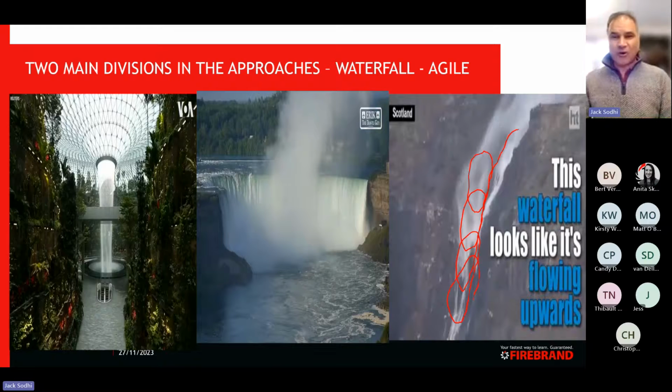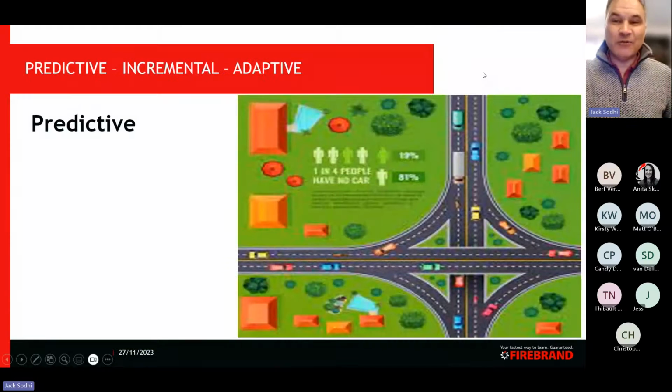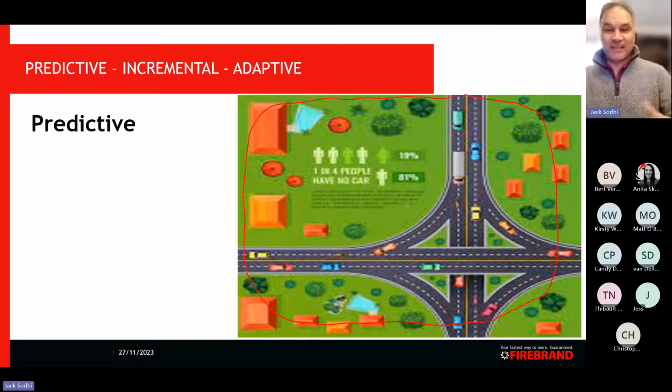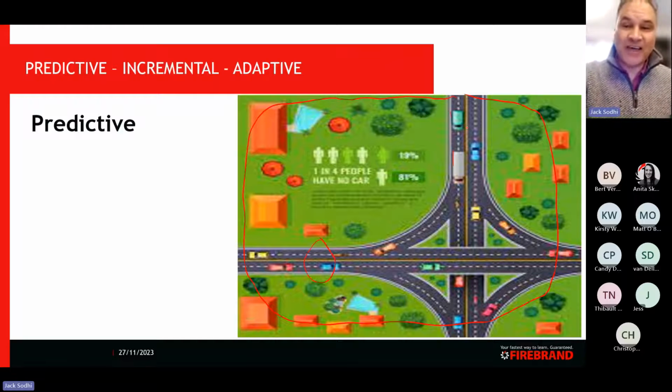If you look at this crossroads, you can see in a predictive approach, we would close all this off. All this area would be closed off, and the construction company would say, well, give us a few years to build this. They'd build all that, and it wouldn't really matter if they started here, there, or there. As long as they finished in the end, that's all they're concerned about.